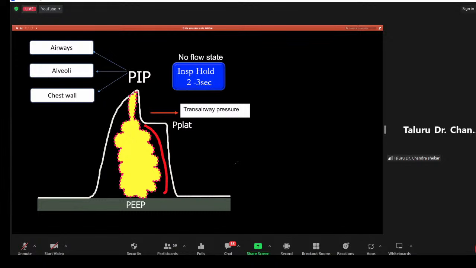So now, once we get to know the P-plat, the difference between the P-plat and the PEEP is the driving pressure. And that is the pressure required to push the tidal volume into the lung. So now the four pressures are there. One is PEEP, PIP, P-plat. P-plat comes by putting an inspiratory hold, and the difference between P-plat and PEEP is the driving pressure. P-plat includes both the alveoli and the chest wall.